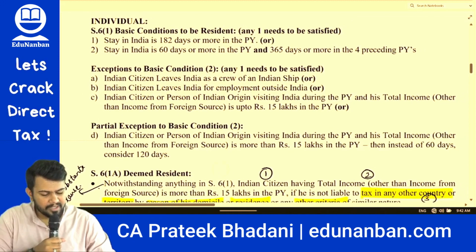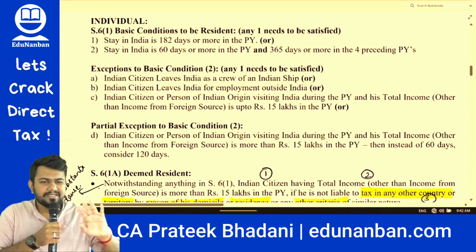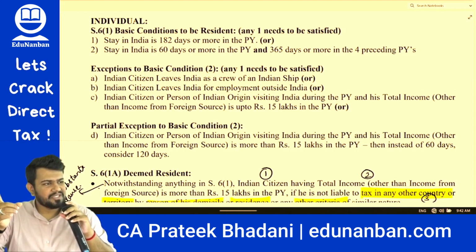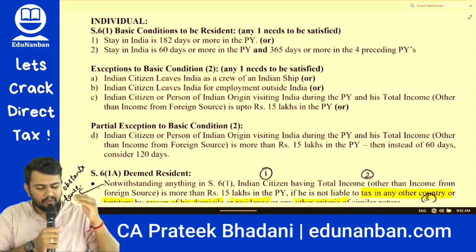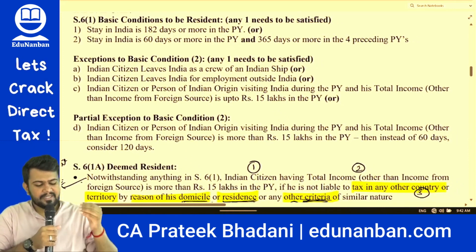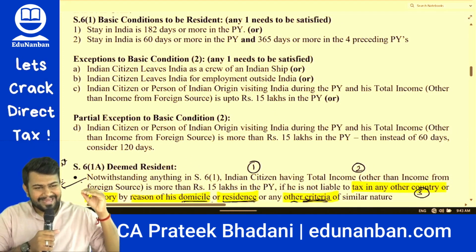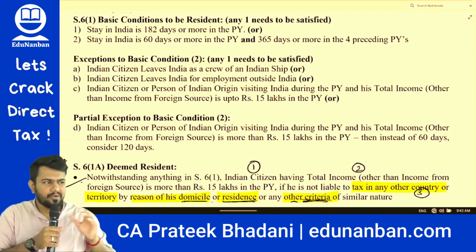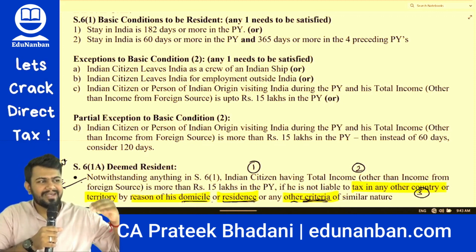Exception means what? Who and all are covered under the exception need not see the second basic condition at all. If they satisfy the first basic condition, they are resident. If they don't satisfy, they are non-resident. Who are the exceptions? Number 1, Indian citizen who leaves India as a crew member of an Indian ship. Number 2, Indian citizen who leaves India for employment purpose outside India. So these two are the Indian citizens who are leaving India.